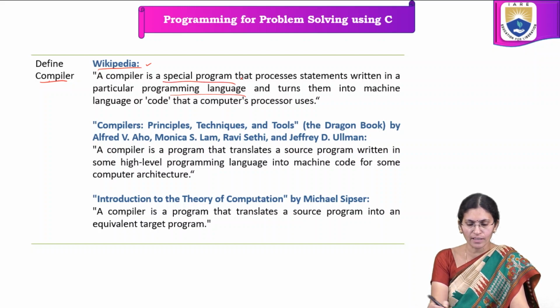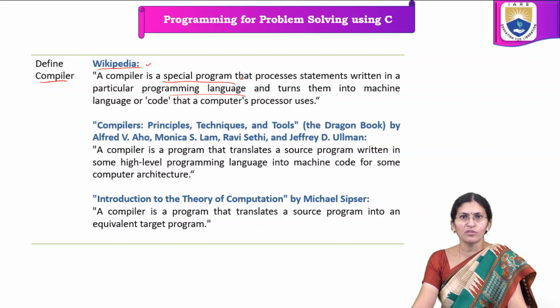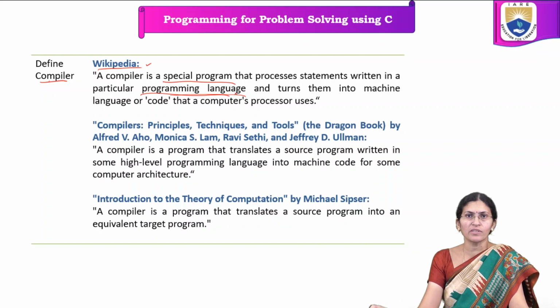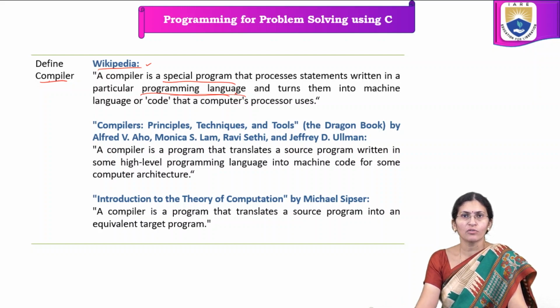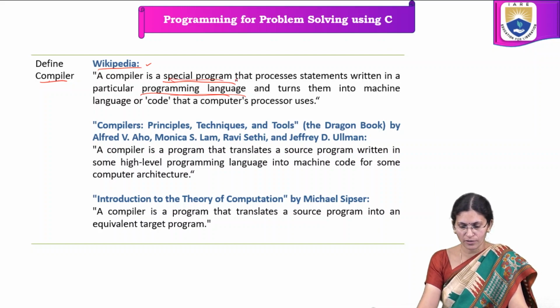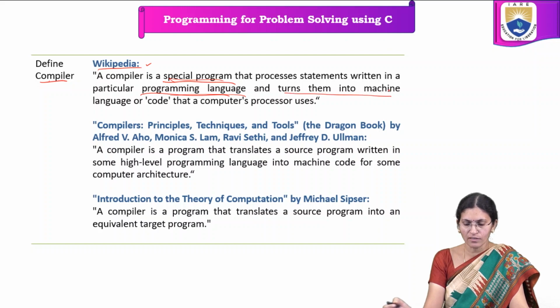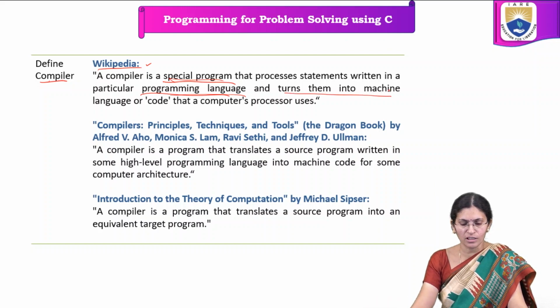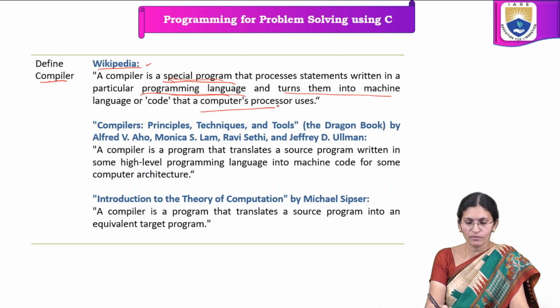Thus you can say that it is a special program used for processing the statements which are written in a particular programming language. Any programming language is written in a high level language. The processing of that high level language is done by the special program called the compiler. After processing those statements, they are turned into machine language or code which a computer processor uses.